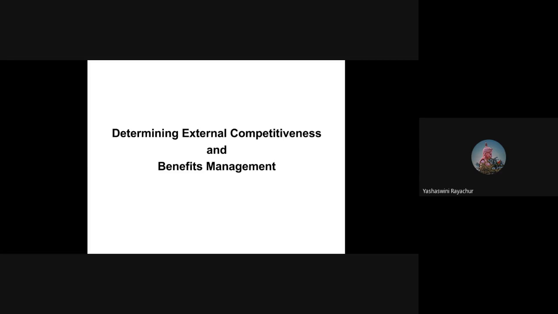So probably that can also influence or affect your organization, while determining how competent you are in matching with the competitors, especially with reference to the compensation paid to them, as well as the benefit management also. Fine. Okay, any doubts still here?